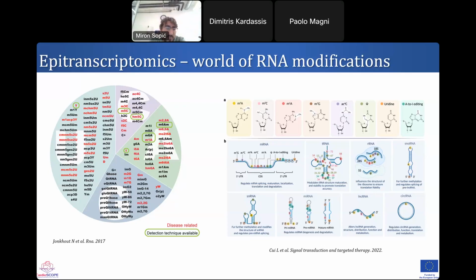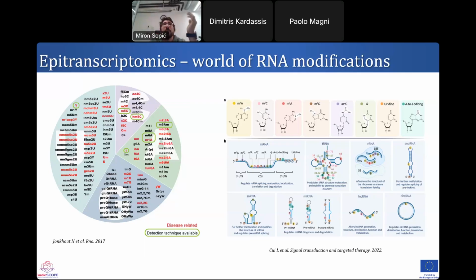So basically, if you look at RNA, of course, we know the classical story about adenine, guanine, cytosine, and uracil. But the fact is, this is just a portion of the RNA world, because more than 100 modifications of different nucleotides have been described so far. And for some types of RNAs, this is what we know.